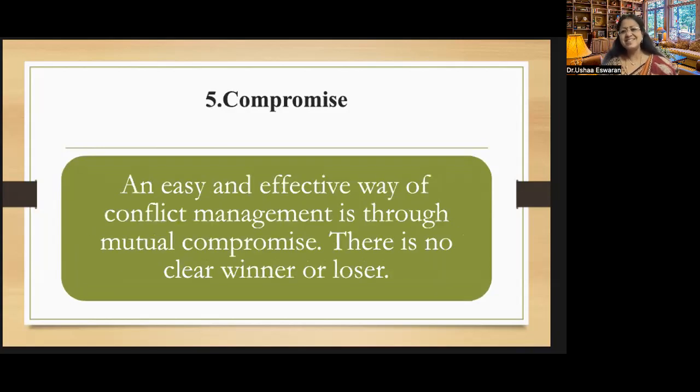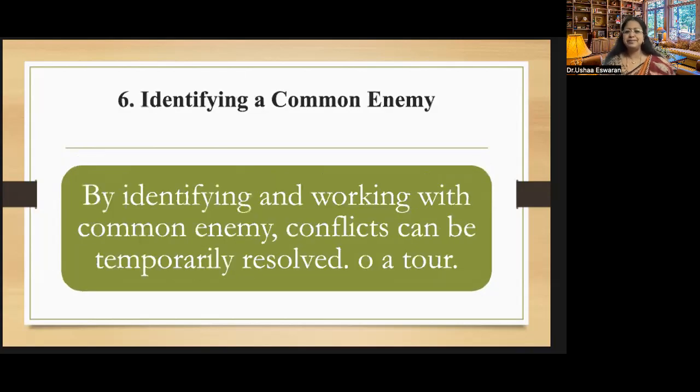Then compromise. This is the best solution. So you have to talk to the opposite person who is creating conflict, talk to them and compromise so that both the parties will be happy. Then identifying a common enemy. So by identifying and working with a common enemy, what happened? The conflicts can be temporarily resolved. This has been proved because in many places we have seen that a common enemy is found and then you resolve this so that you will not have further problems.